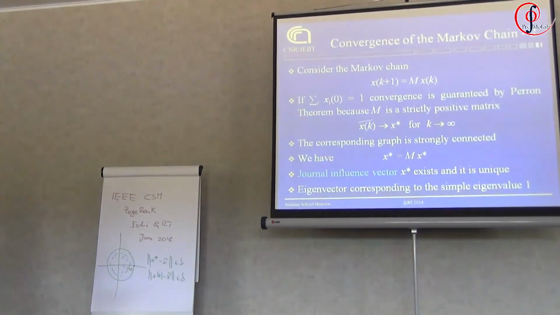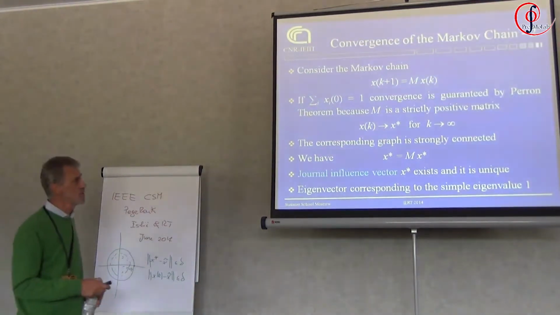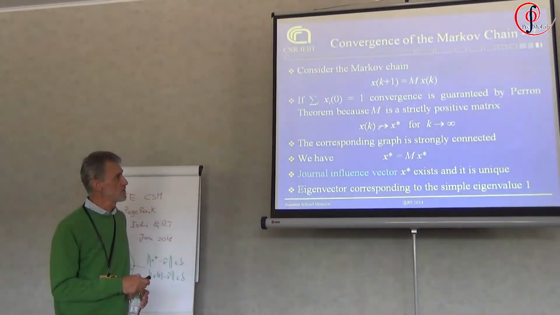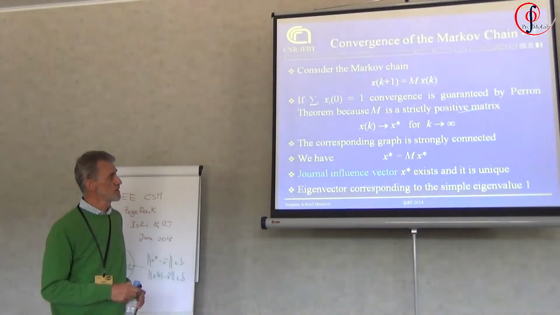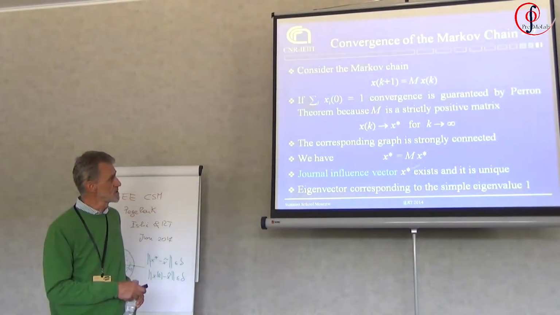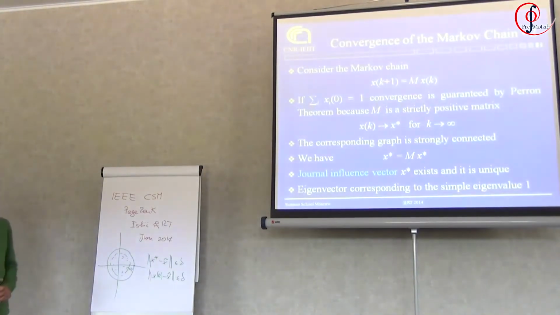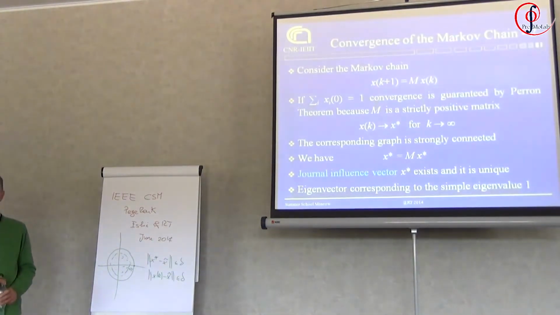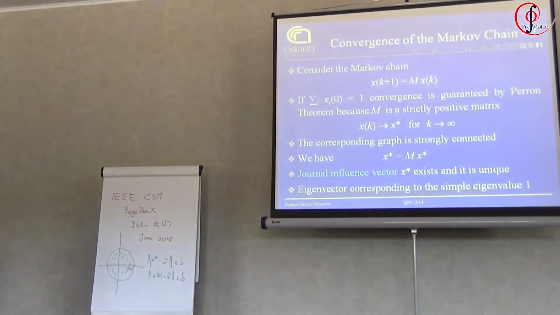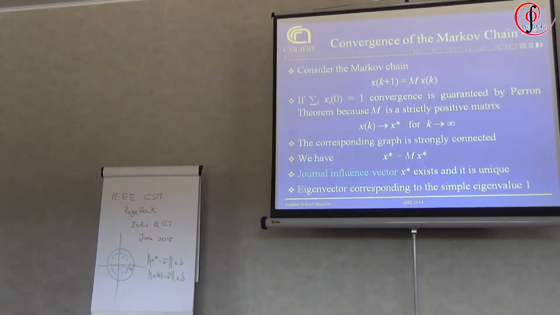Convergence is guaranteed by the Perron theorem. M is a strictly positive matrix, so we know that we have a stationary value. The corresponding graph is strongly connected, and it's an eigenvalue. X star is called the journal influence vector. We know from the Perron theorem that it exists and it is unique. And it can be easily computed because the matrix M, once it is known, is 8,000 by 8,000. So it's not a difficult problem in mathematics.